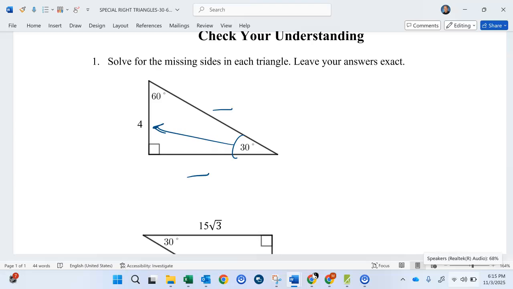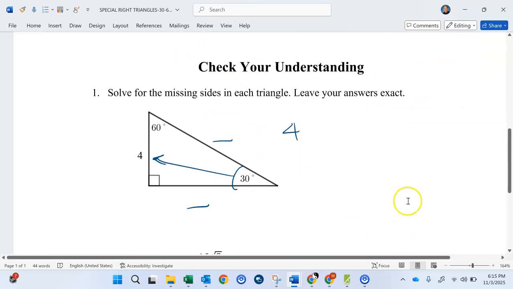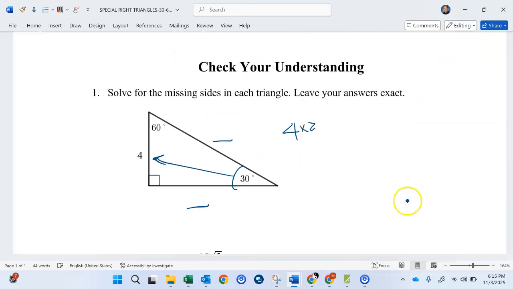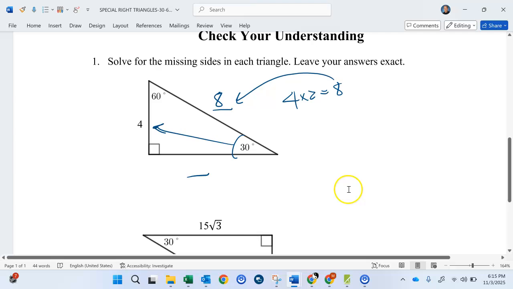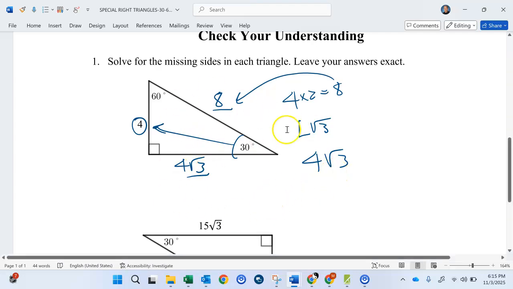So the short leg is going to be 4. How do we get the hypotenuse? Well, the short leg times 2, right? So we're going to do 4 times 2 is equal to 8. Okay, so the hypotenuse is 8. Very easy. And then for the 60, it's going to be the short leg times root 3. So we know the short leg is 4, times root 3 is just basically that. Okay, so that's kind of an easy level one.